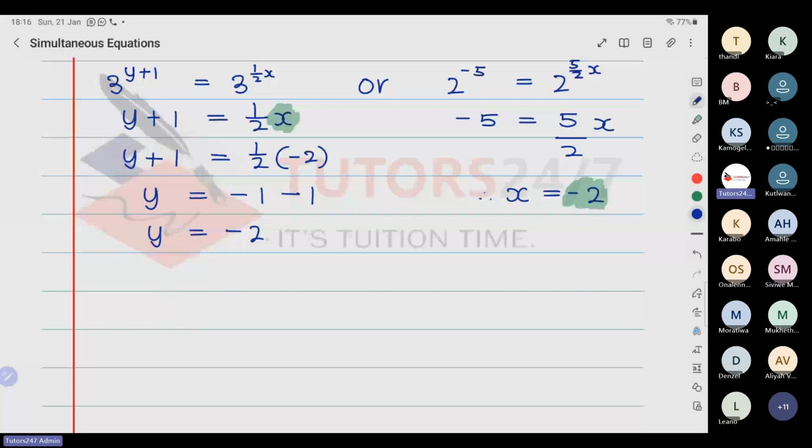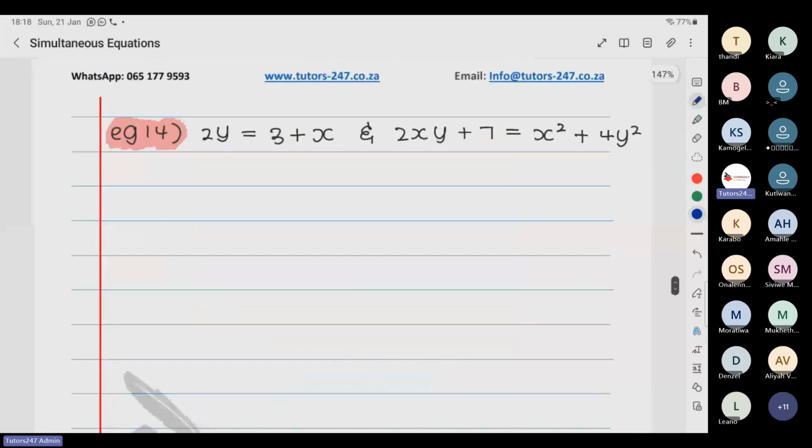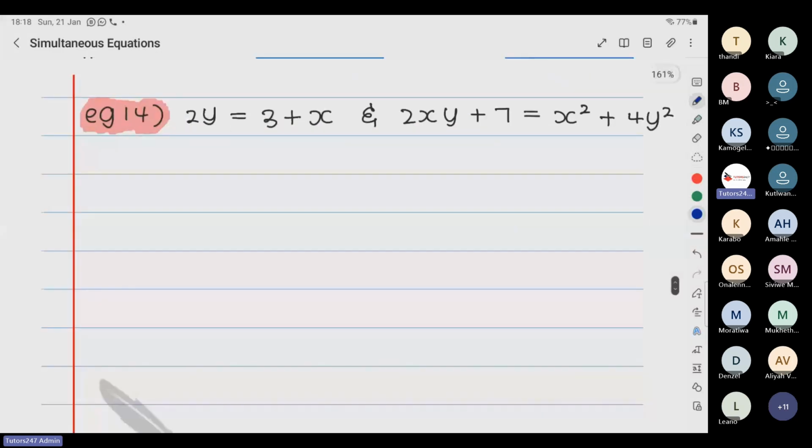So yeah, this is from, I think, a grade 12 paper, if I'm not mistaken. Let us move on. So next we have example 14. What's nice about example 14 is it's squared. All our previous examples were exponents or linear examples. Now we've got a squared variable. So how do we deal with that?